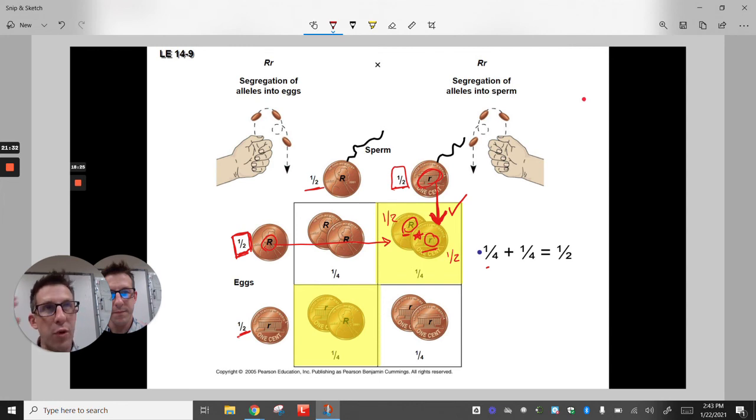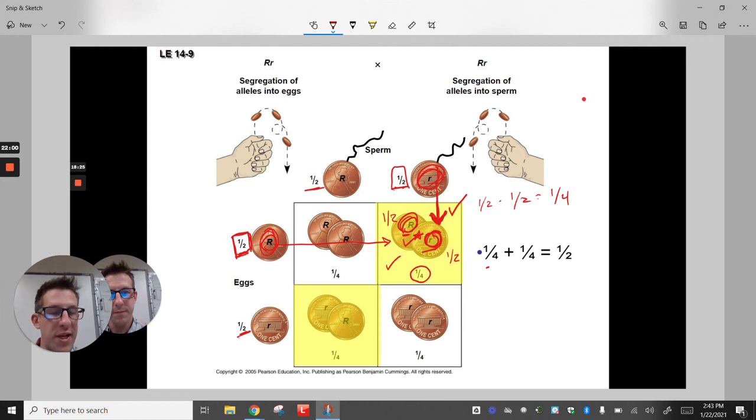So the way we have to approach this, we have to say, I want this r and this r together in the same baby. Okay, so we have to multiply the individual probabilities, right? So we take 1/2 times 1/2 equals 1/4. So there's a 1 in 4 chance that this particular baby in this box is born.